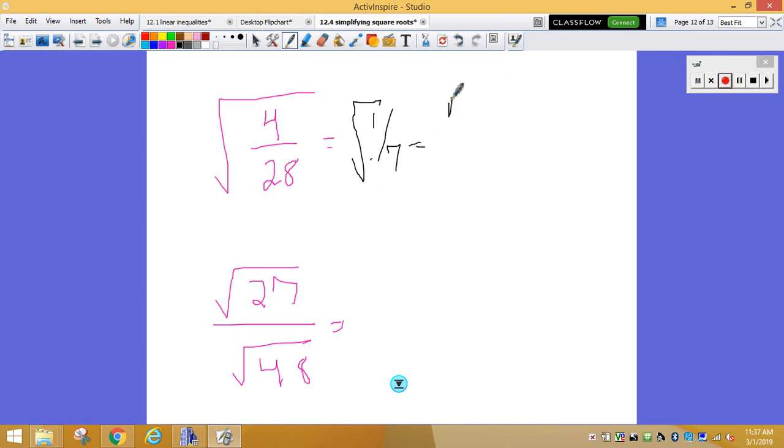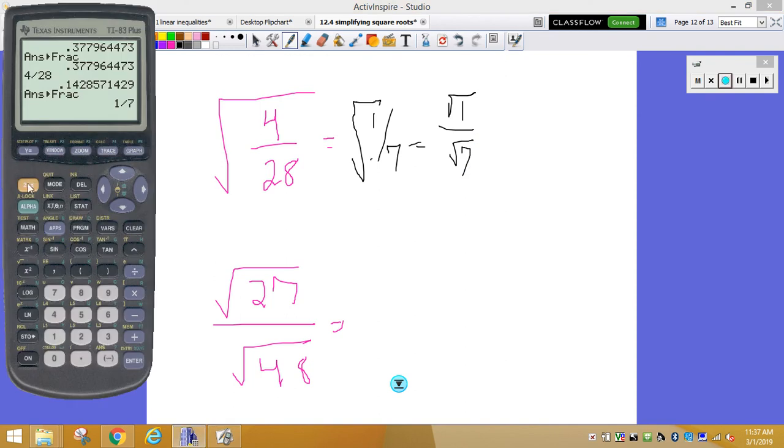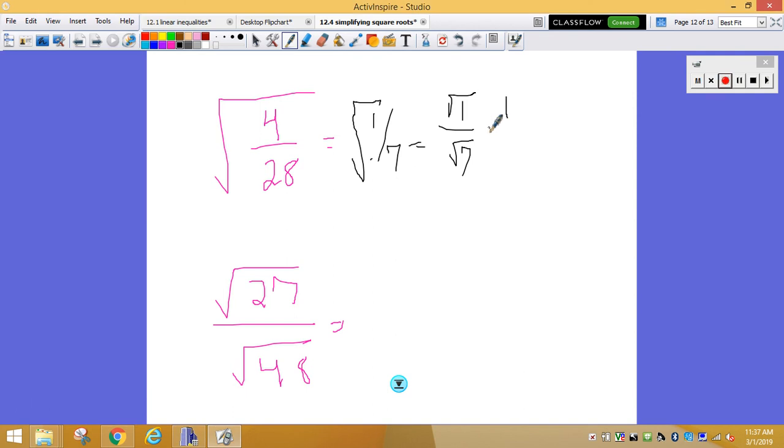So again, I'm going to split it up. I'm going to do square root of 1 over square root of 7. Let's see. Square root of 1 is a perfect square. That's going to be 1. Square root of 7 is not a perfect square. So just like we did on the last one, we multiply by the square root of 7 over the square root of 7. So on top, 1 times anything is itself. So square root of 7. 7 times 7 is 49. And the square root of 49 is just 7.